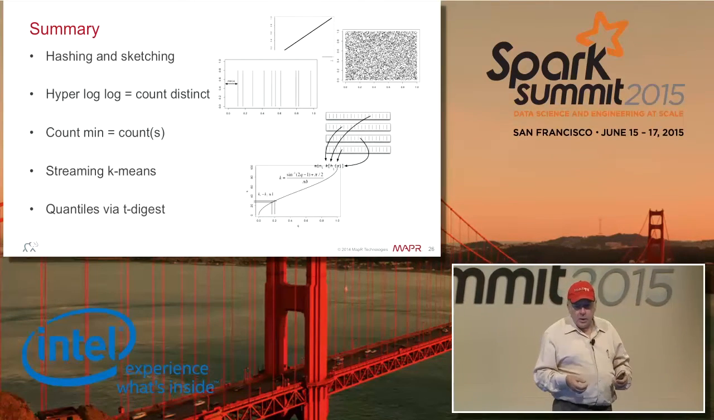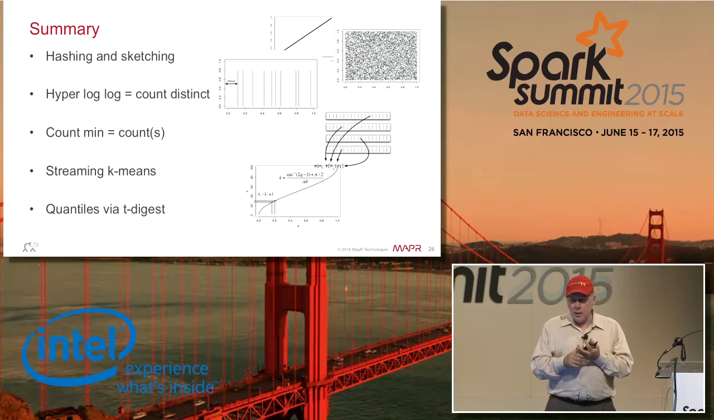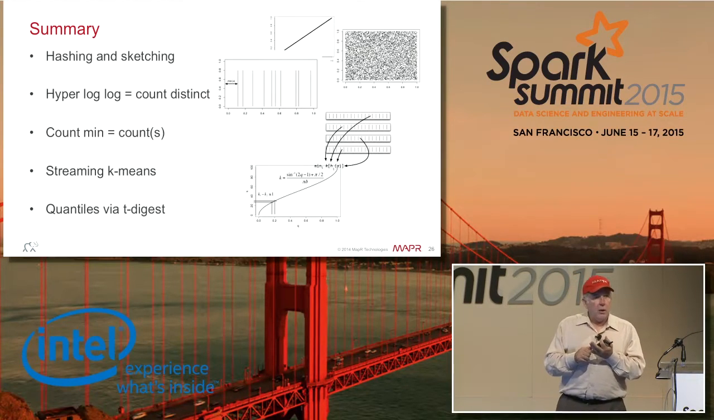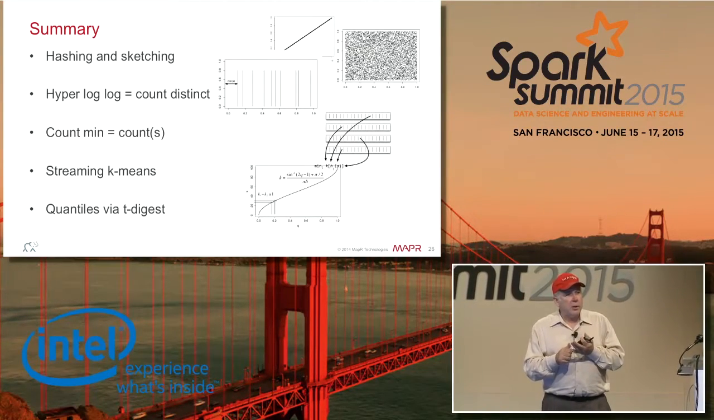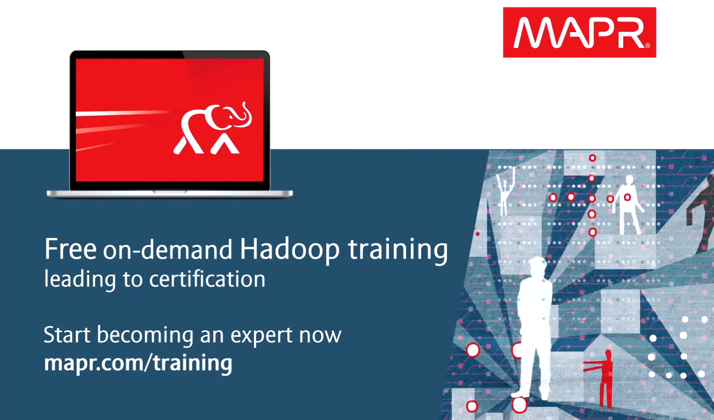So what we have here, hashing and sketching are the two tricks. HyperLogLog is one well-known algorithm for count distinct. Count-min is a good one for doing counts. And I didn't mention, but there's also the Leaky counter for the heavy hitters. Streaming, truly streaming, online k-means is done with sketches. And the quantiles via the t-digest for quantiles, summaries. And we have 2 minutes for questions.